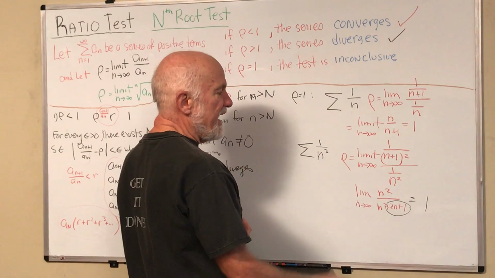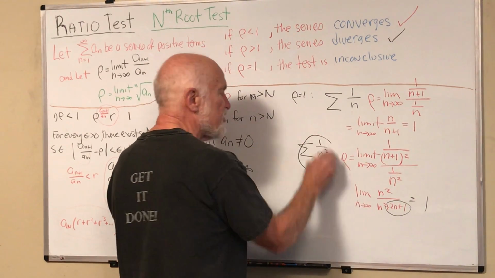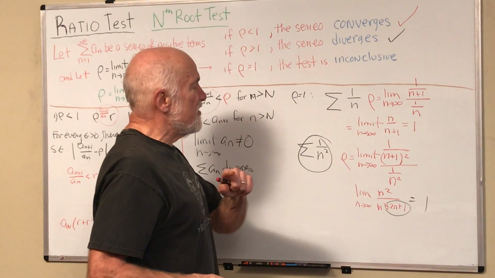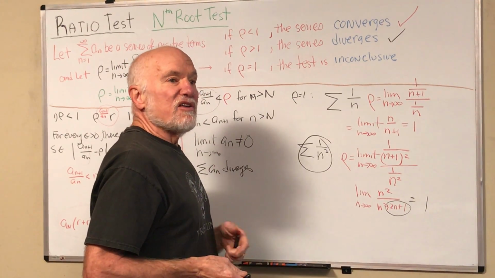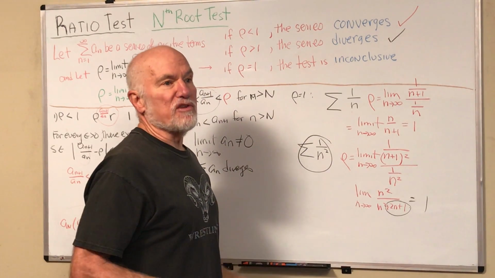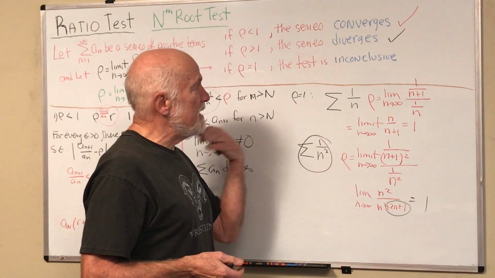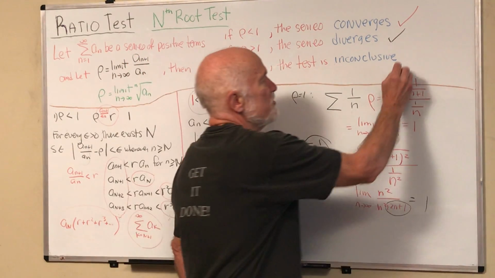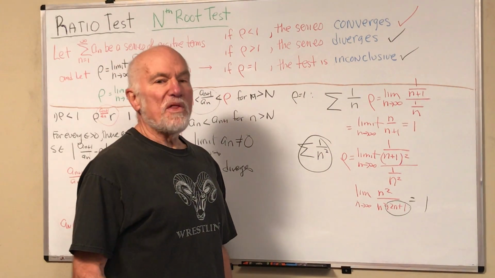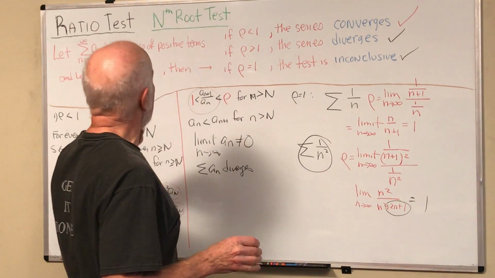So what did I find? That I got rho equals 1 for this series, which converges, and I got rho equals 1 for this series, which diverges. So obviously, having rho equals 1 is inconclusive. Sometimes we could get something that converges and sometimes diverges.